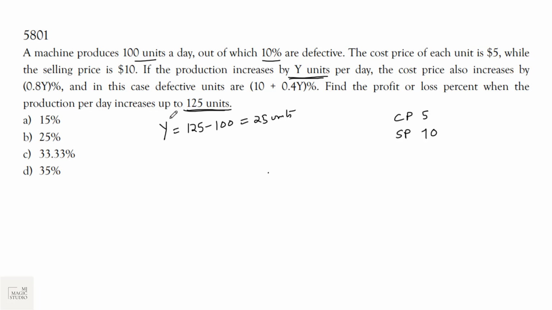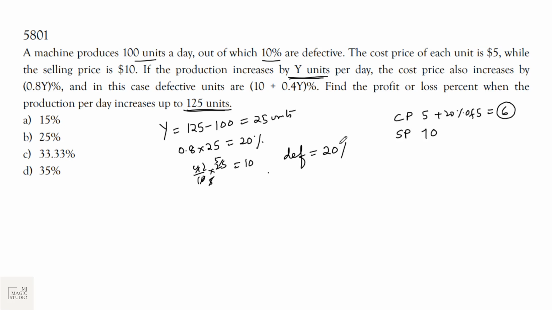That means cost price increases by 0.8 into 25, which is 20%. So the new cost price would be 5 plus 20% of 5. 20% of 5 is 1. That means the new cost price would be 6. In this case, defective units are 10 plus 0.4y. 0.4 into 25 is 10. Now 10 plus 10 is 20%. The defective rate increases to 20%. Find the profit or loss percent when the production per day increases to 125 units.